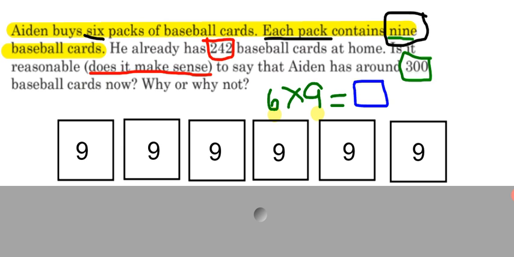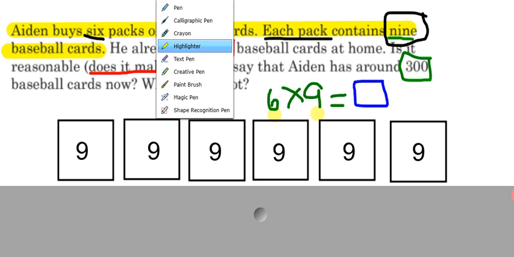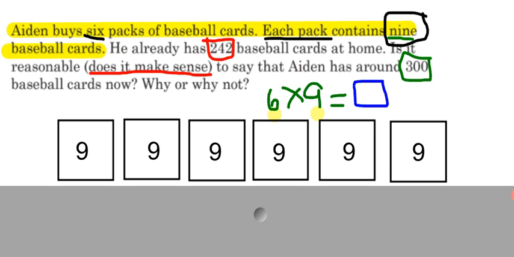Since I know my multiplication table and I'm fully aware of the product of 6 times 9, or 6 groups of 9, I'm just going to go ahead and write that here. 6 times 9 is 54. So I wrote it in the box.